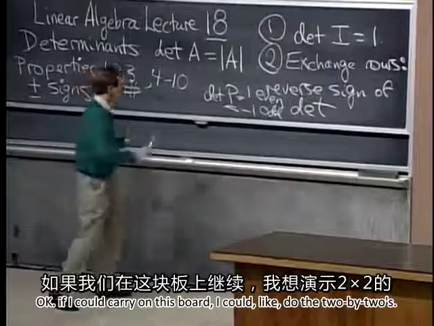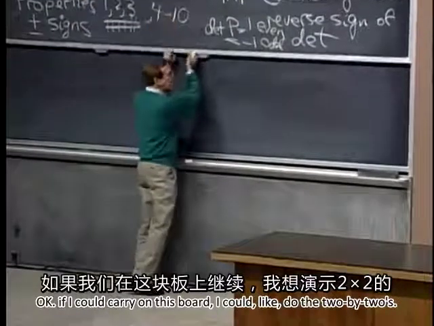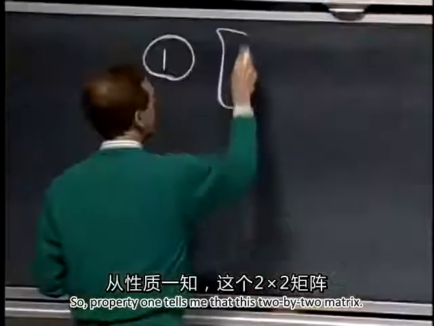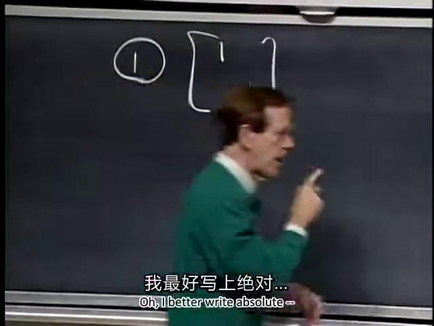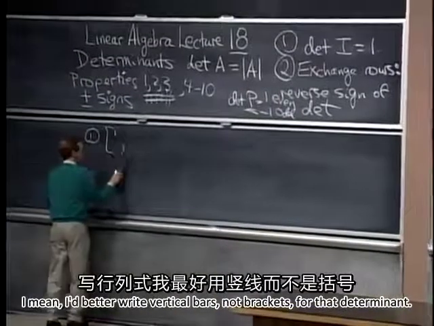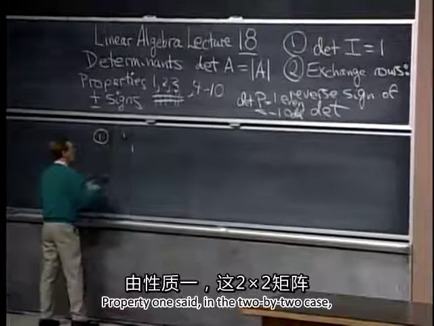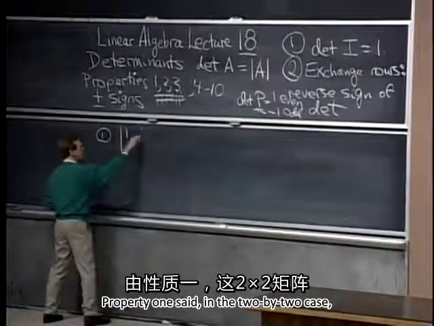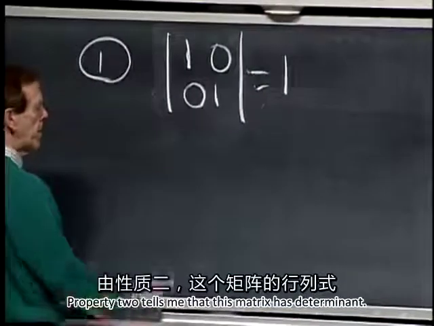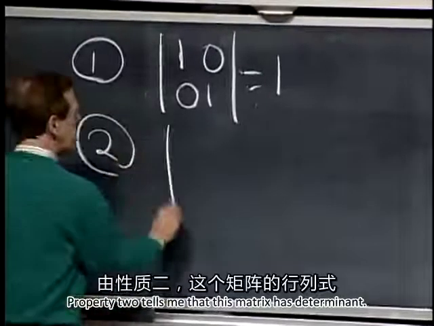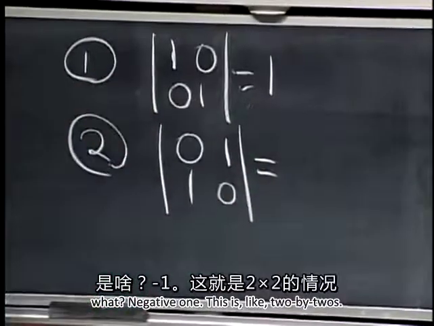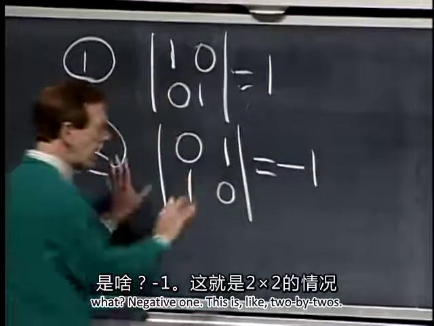Okay. So if I could carry on this board, I could do the 2 by 2s. Property 1 tells me that this 2 by 2 matrix, I better write vertical bars, not brackets, for that determinant, has determinant 1. Property 2 tells me that this matrix has determinant, what? Negative 1.